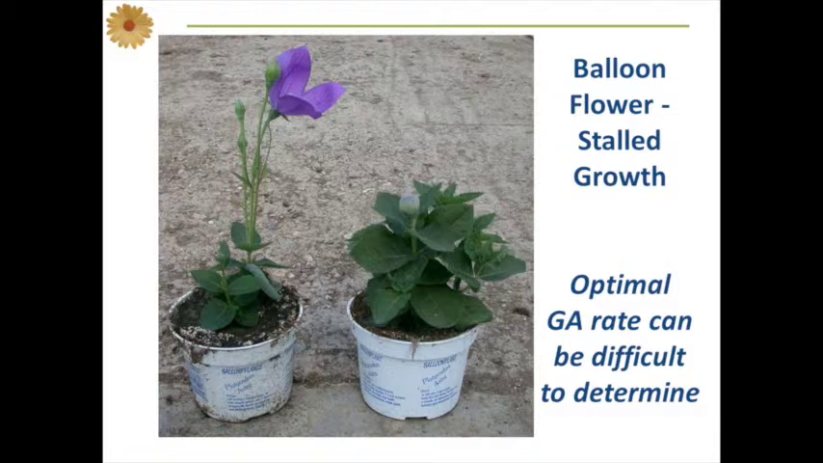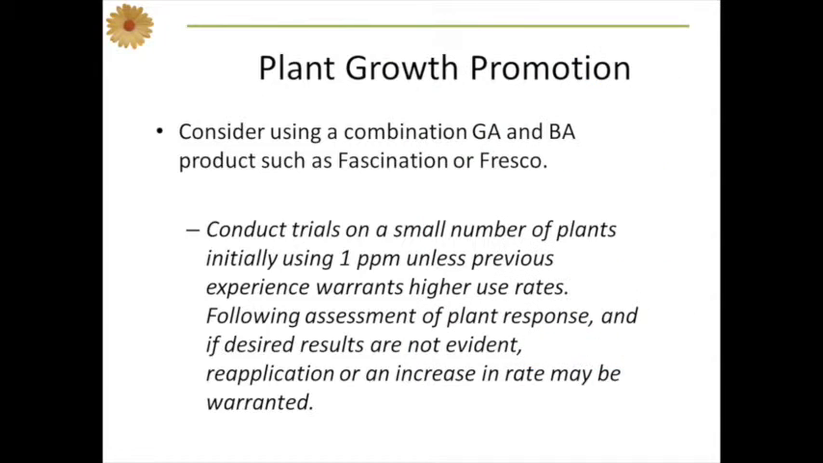So we really recommend that you start low, start with 1 to 3 parts per million, as we mentioned earlier, and just sneak up on it. You should see a response within 5 days. If you're not seeing that response, then you can come back in with some additional growth promotion product, Fresco or Fascination. Both of these are labeled for that purpose, and we recommend, again, low rates, multiple applications as necessary.